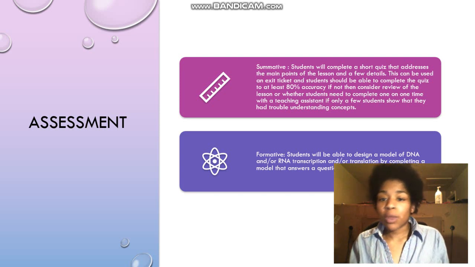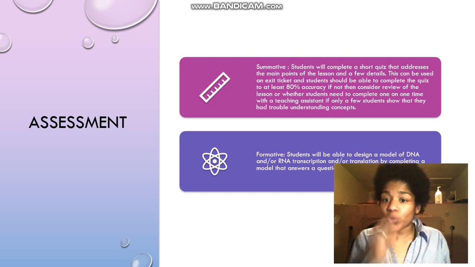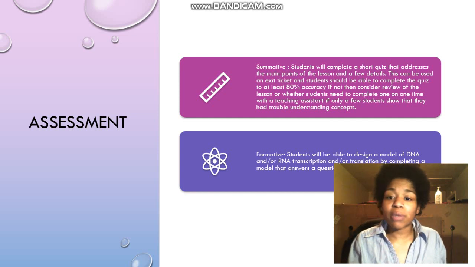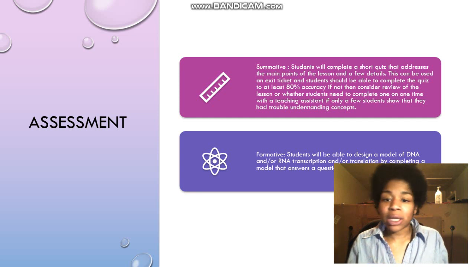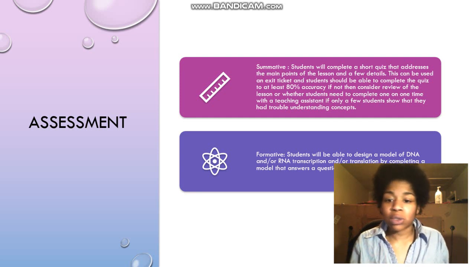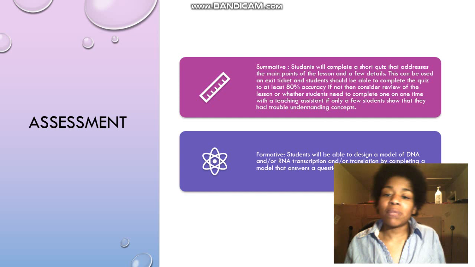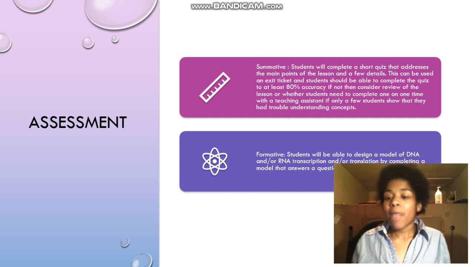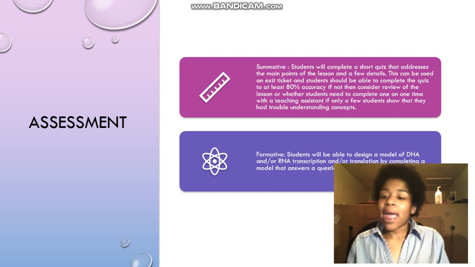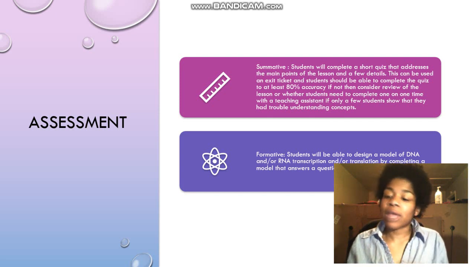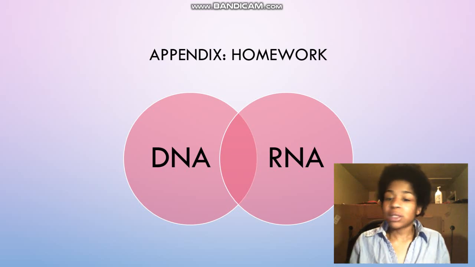For the summative assessment, there will be a short quiz that addresses the main points of the lesson and a few details. That'll be like pretty much to close the lesson. It's taking all of 5 minutes because it's a short 10-question quiz, and it really is like brief answers, but it gets them used to testing as they need to do for standardized assessments. And then the formative assessment would be the same as what I already included for students while they were doing the hands-on model itself.